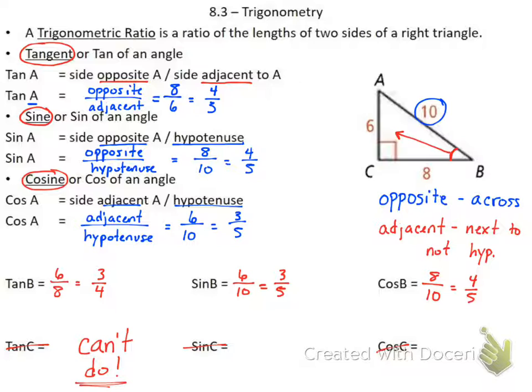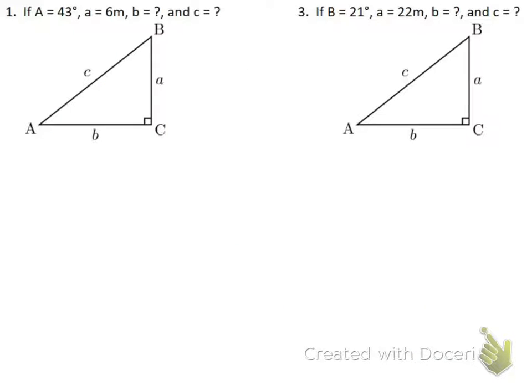And so what we can do here, flip over to the back, is use trig to help me solve equations to find missing lengths. So I'm going to go ahead and write in my values. Angle A is a 43-degree angle. This A right here is 6 meters. And I want to figure out what B and C are.